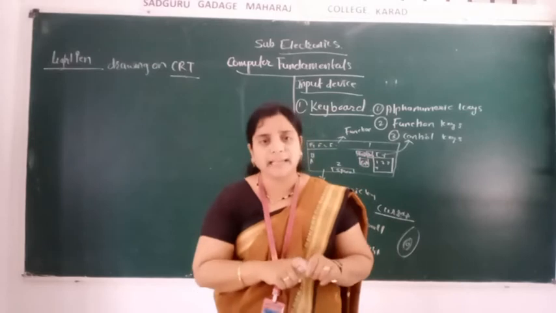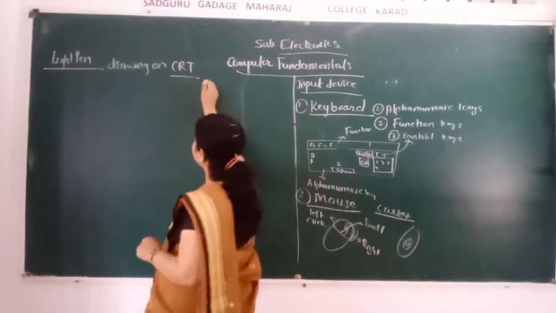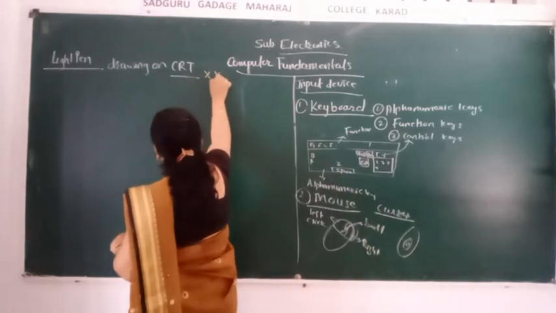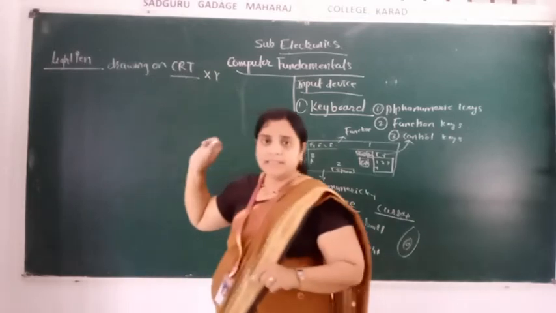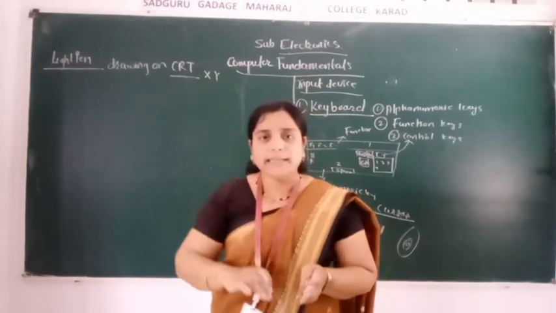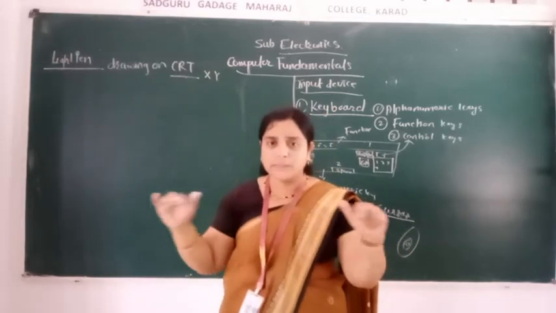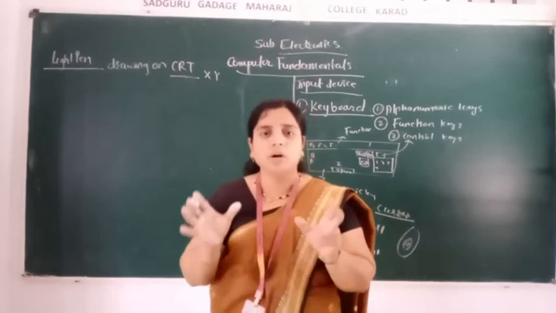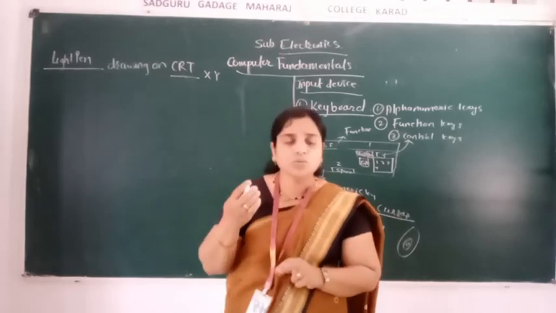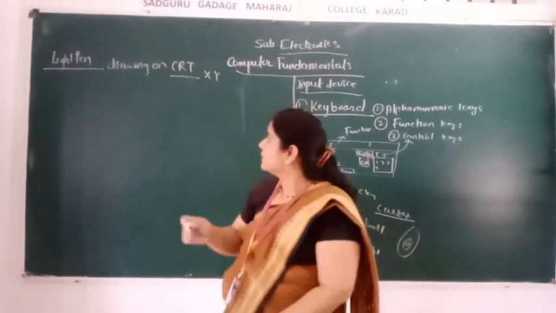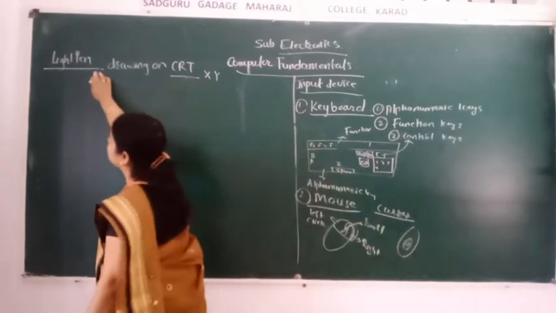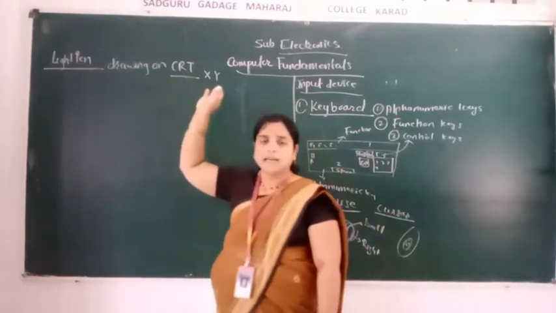CRT means cathode ray tube, and the light pen indicates the X and Y plane of the CRT. It shows where the X plane and where the Y plane of the CRT are, and it is used for drawing there. We can draw by using this light pen on the CRT screen.